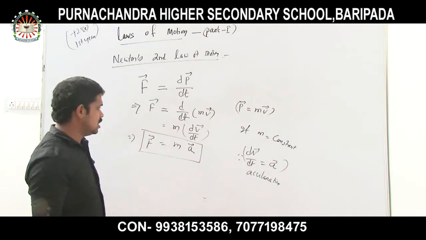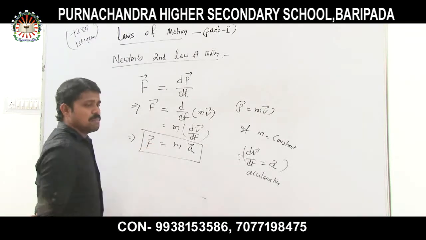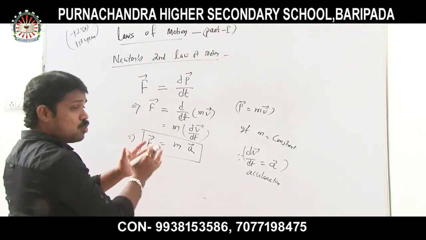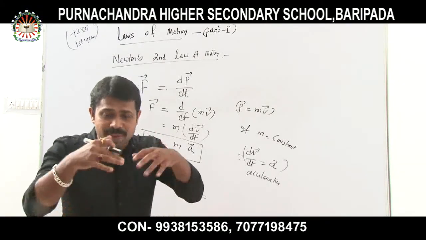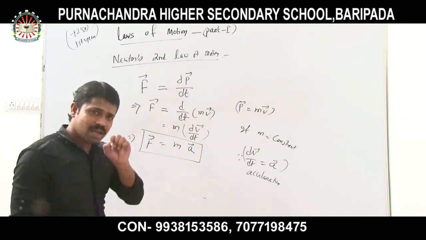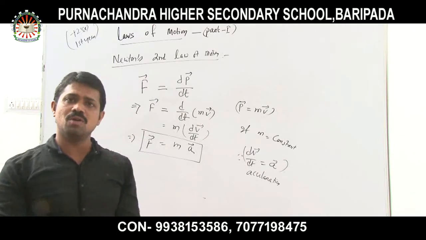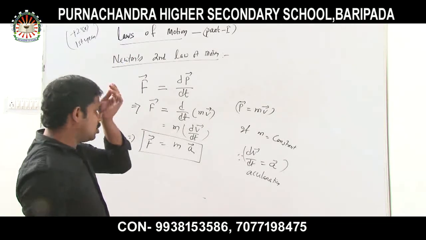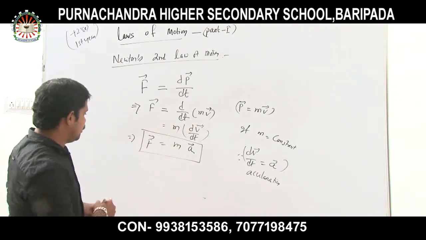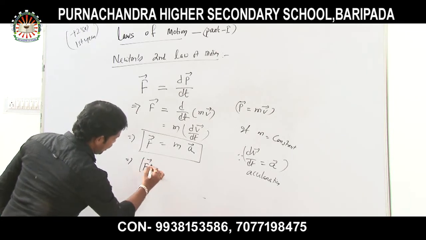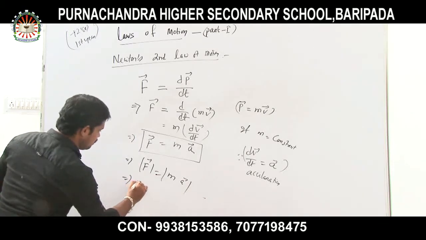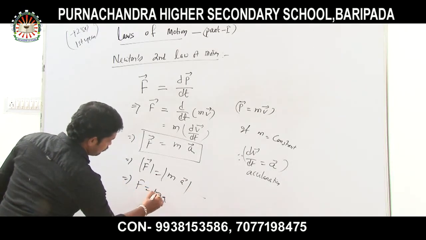Clear? So F is equal to mass into acceleration. Very important concept. The second law gives the amount of force, or the magnitude of force, applied on that object or body which has a mass m. Clear, all of you? This is a very important part. So Newton's second law gives us the magnitude of force. So F magnitude is equal to mass into acceleration magnitude. Very simple. Simply I can write F is equal to ma.